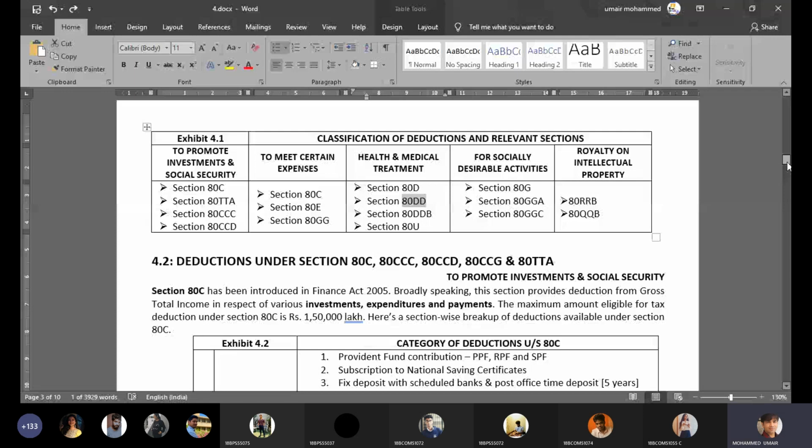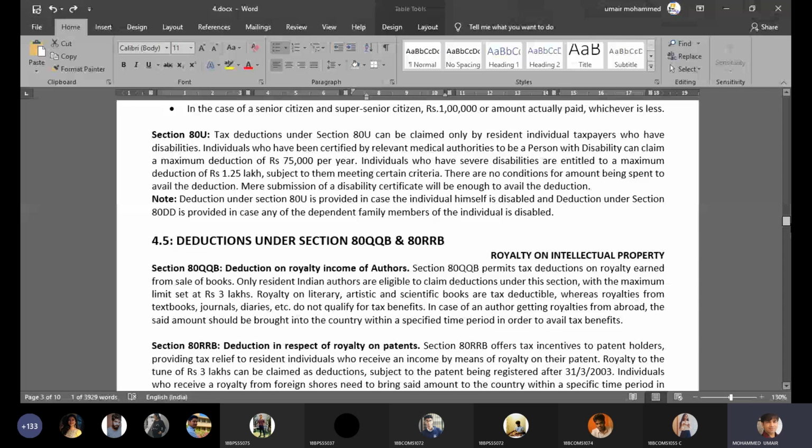Okay, now what about 80DDB? 80DDB is the expenditure incurred for medical treatment of certain notified diseases, and this expenditure can be for self or dependent relatives. So this is 80DDB.